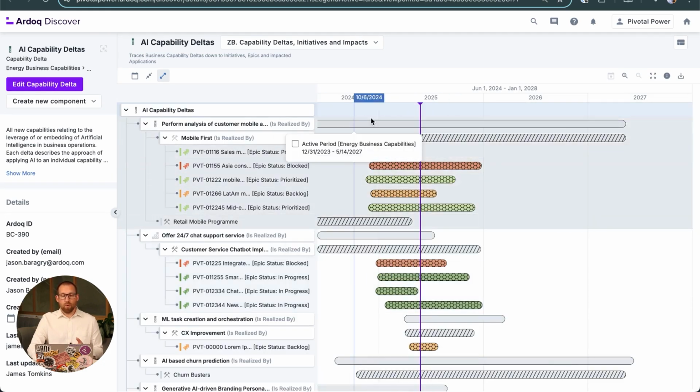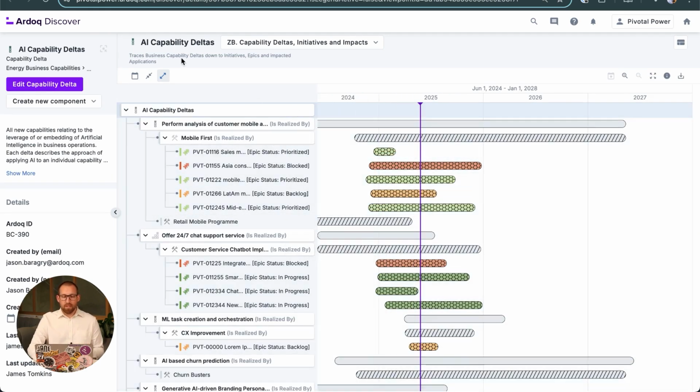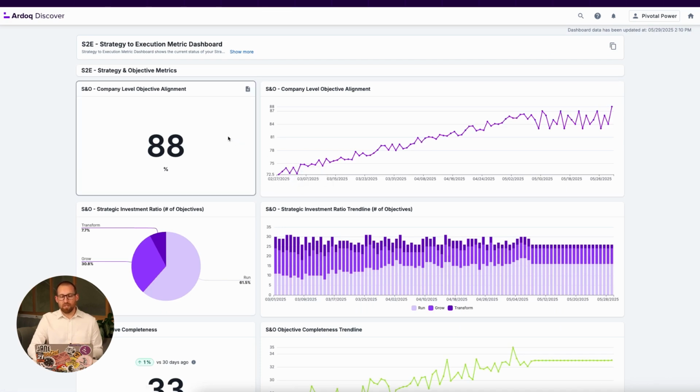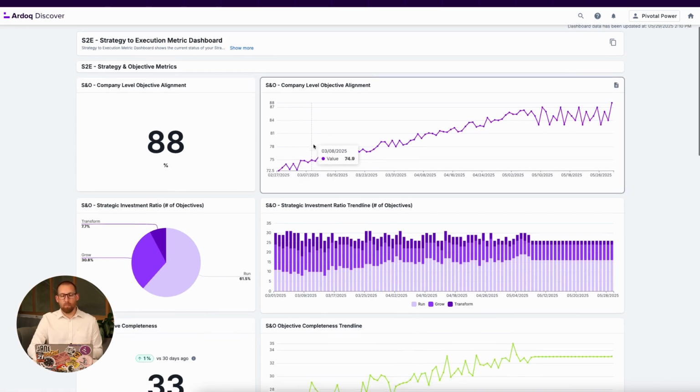Finally, all this data is going to be rolled up into executive level dashboards to highlight progress towards our roadmap and the alignment to our company objectives in regards to timelines, budgets, ensuring that we have an efficient and effective execution of our enterprise roadmap.